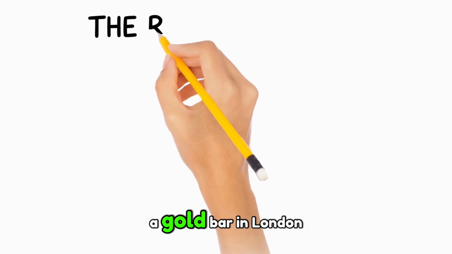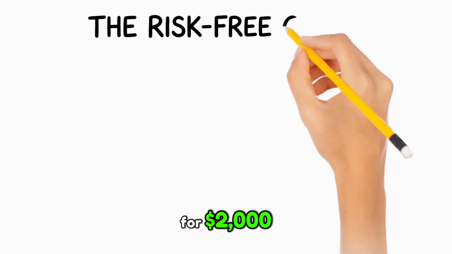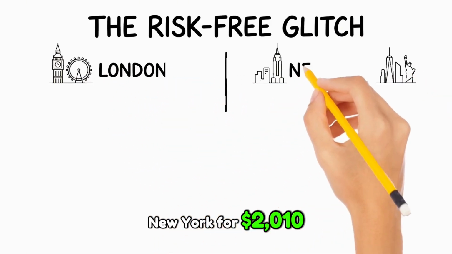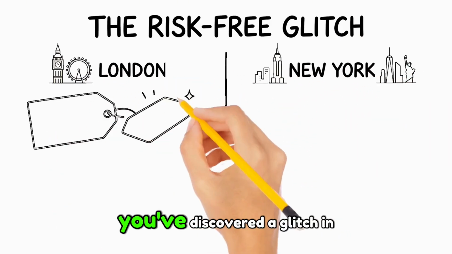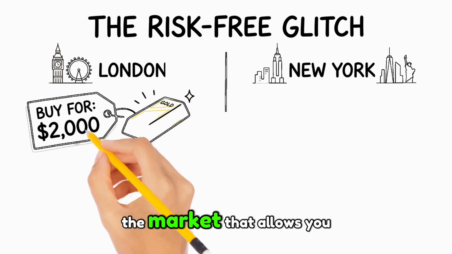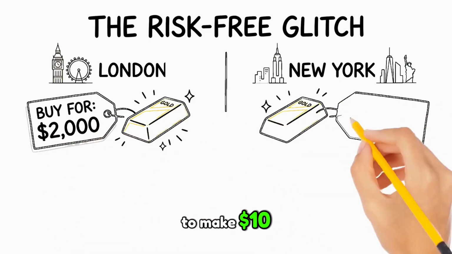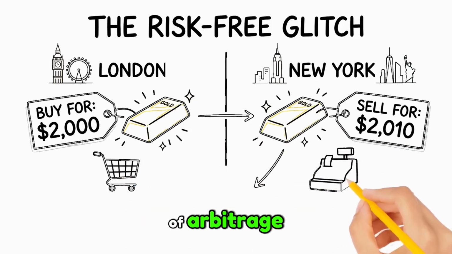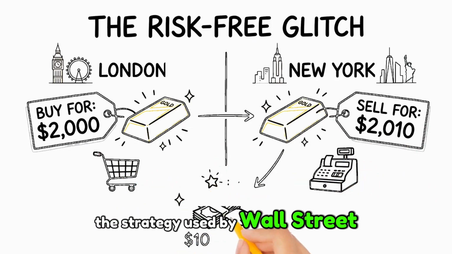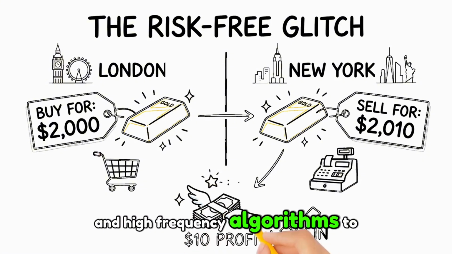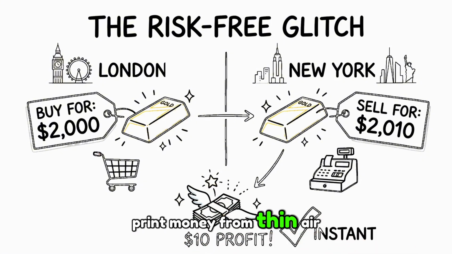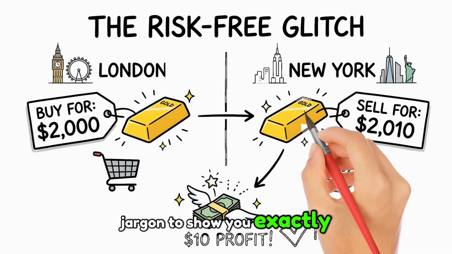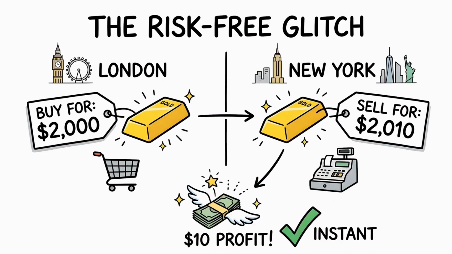What if you could buy a gold bar in London for $2,000 and instantly sell it in New York for $2,010? For a few seconds, you've discovered a glitch in the market that allows you to make $10 with zero risk. This is the hidden world of arbitrage, the strategy used by Wall Street whales and high-frequency algorithms to print money from thin air. Today, I'm stripping away the jargon to show you exactly how it works.